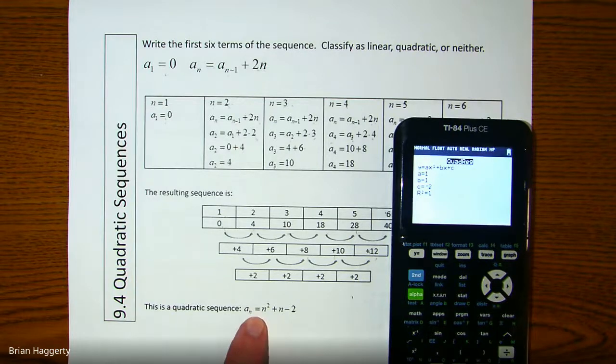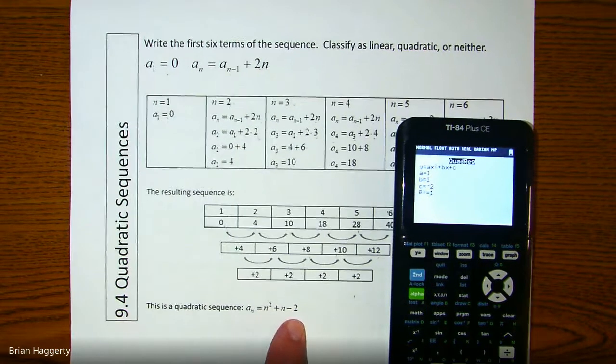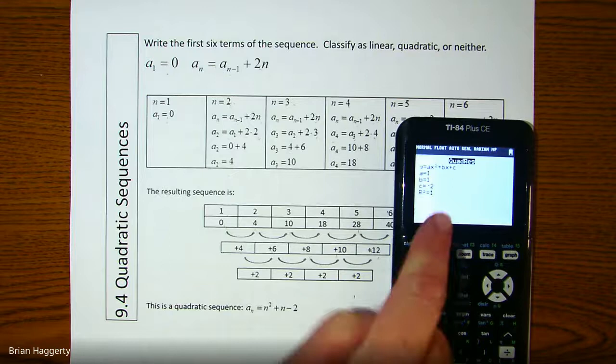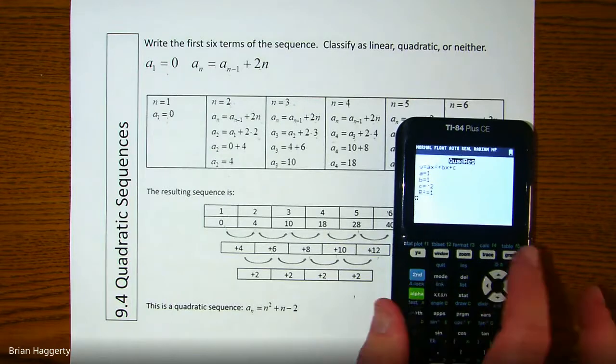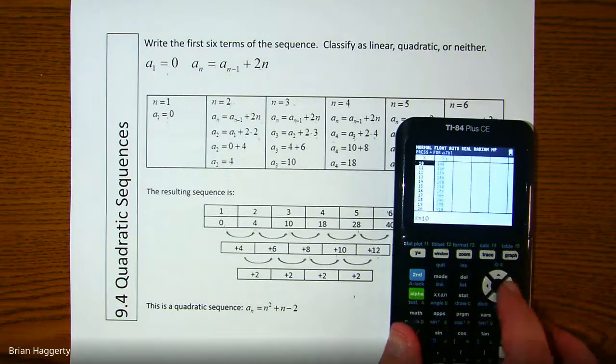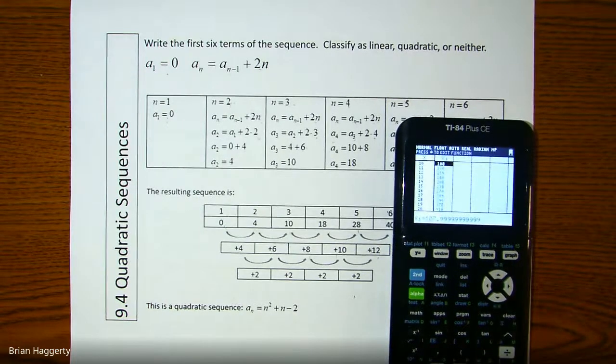So we get 1n squared plus 1n minus 2 is the quadratic equation that models this sequence. As a check, that r squared better be 1. If the r squared is not 1, then something went wrong somewhere. So if you want to make a prediction, for example, what would be the 10th term of the sequence? Go to your table. Oh, right there. 10th term, 108.